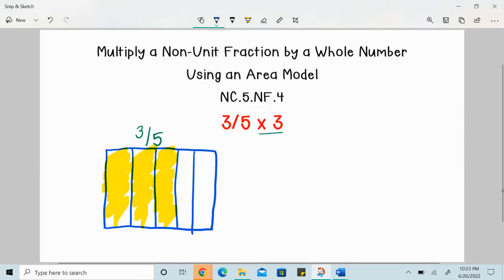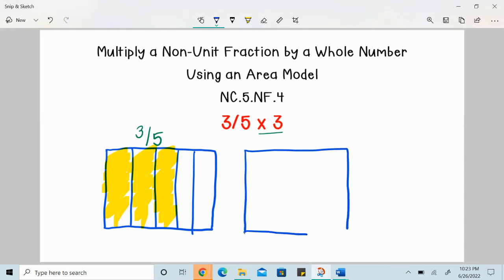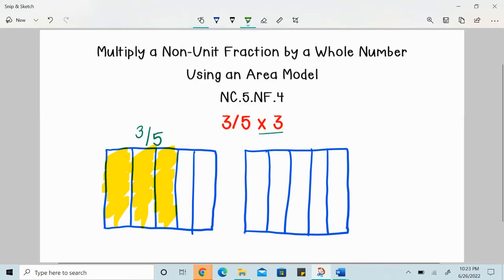I recognize I'm going to need to draw another whole since there's only 2/5 left in that area model that I drew there. So let me go ahead and draw another whole, which I will also split into 5 equal parts. And now I can shade my next group of 3/5. You may find it helpful to switch colors to help keep track of this. So I'm going to shade 3/5 again.